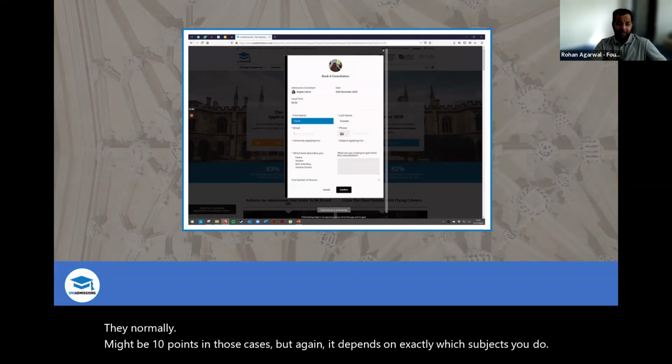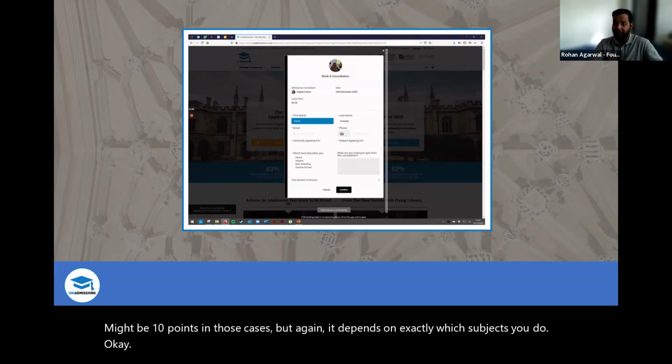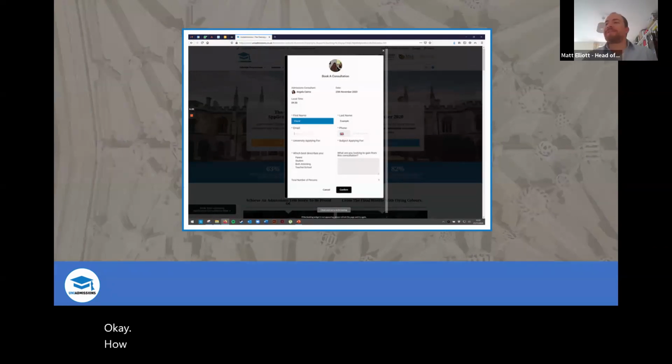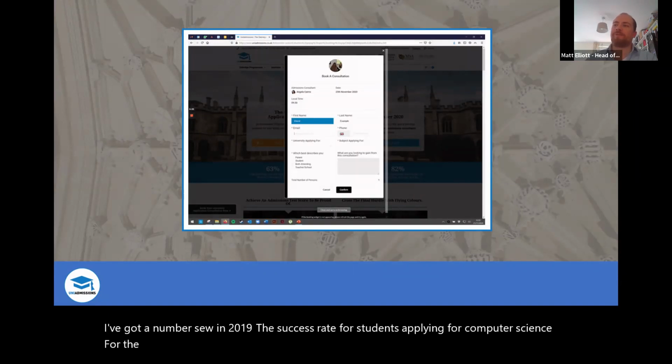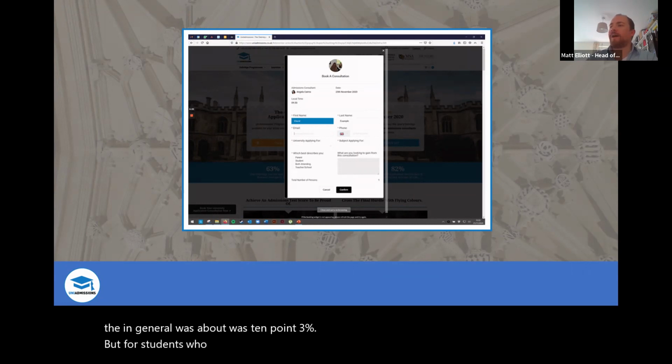Okay, any other questions? Matt, how are you doing on the reapplicant? I've got a number. So in 2019, the success rate for students applying for computer science in general was 10.3%. But for students who were applying for the second time in that same year, it was 16%. So there's a definite uptick if you're applying for the second time.